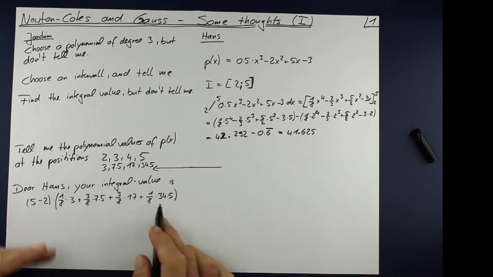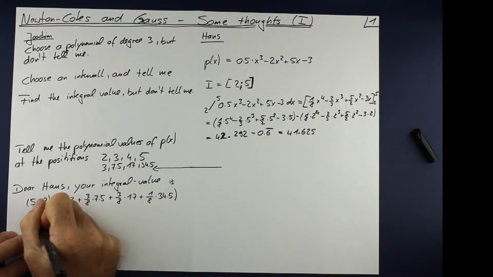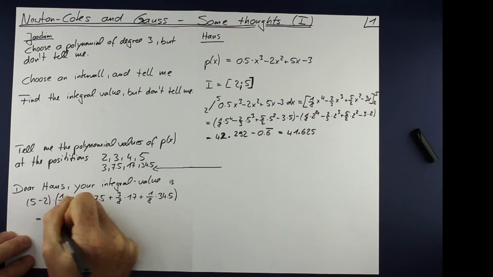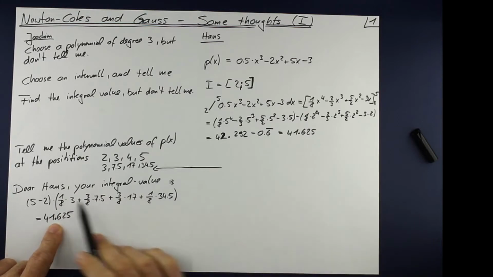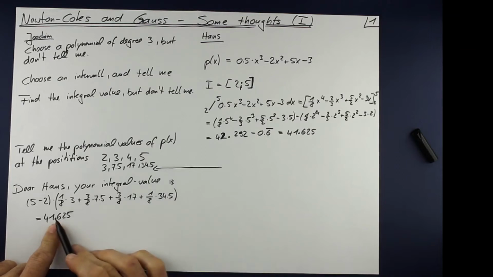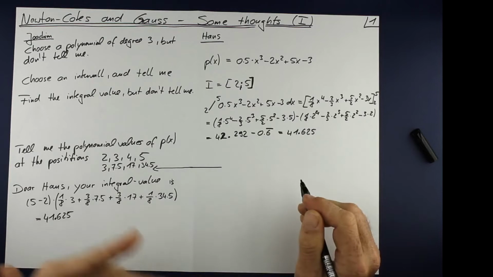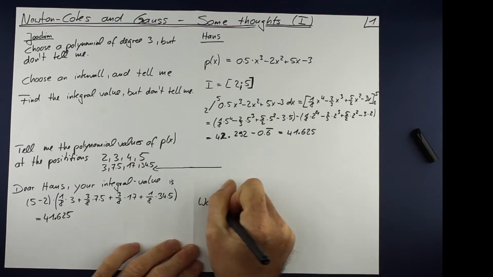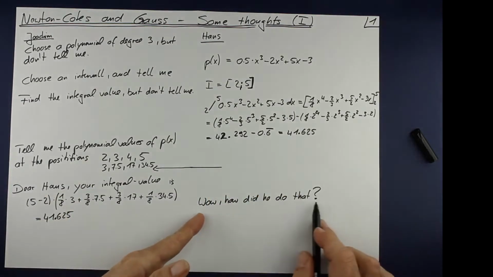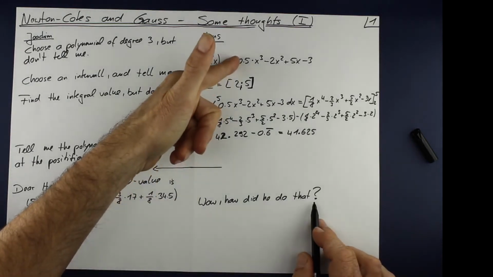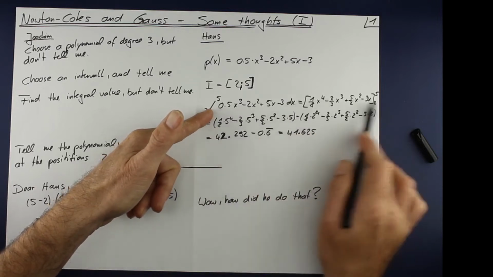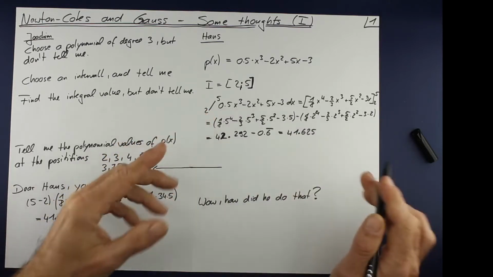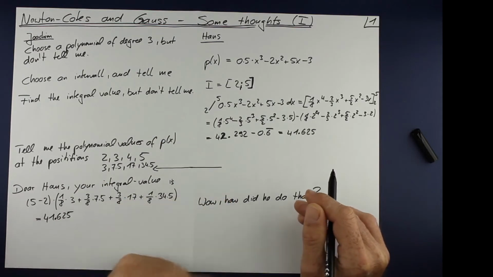And maybe by using electronic help, I can easily get the answer 41.625. And so I tell Hans, your integral value is 41.625. Okay, what might be the reaction of Hans? Maybe he's very surprised because he didn't tell me the polynomial, and so I was not able to perform these algebraic doings here. So maybe Hans is very surprised.